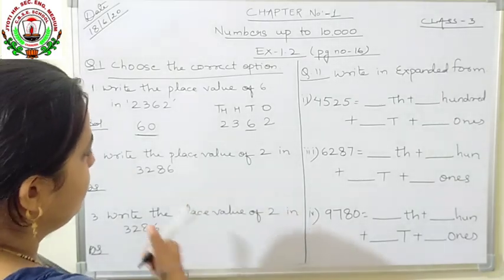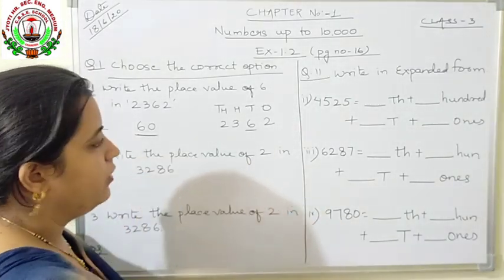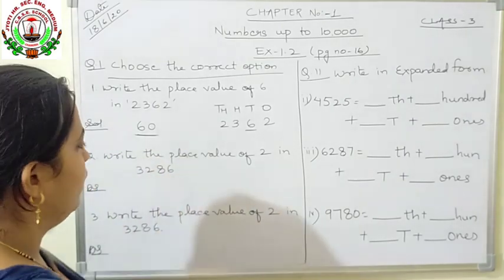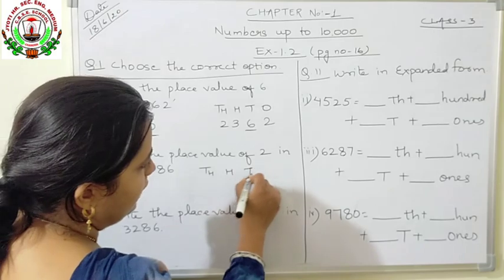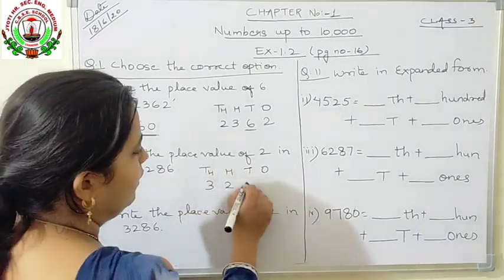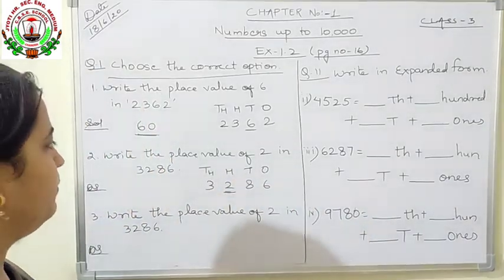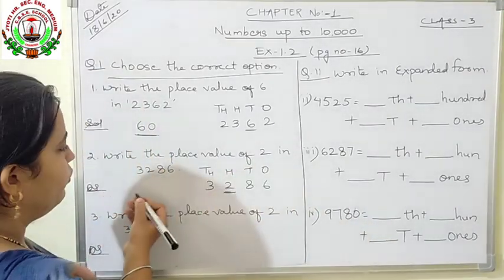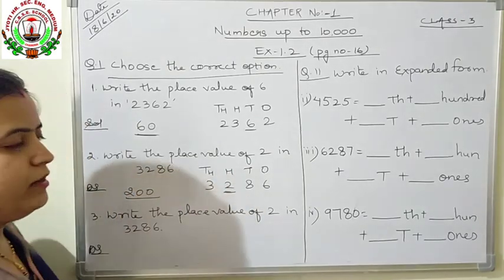Like this only you will solve the next question also. Write the place value of 2 in the given number. So what is the place value of 2 here? First we will write the place values 1000, 100, tens and ones. Then we will write the digit 3286. So 2 is in which place? 2 is in the 100 place. So the place value of 2 is 200.